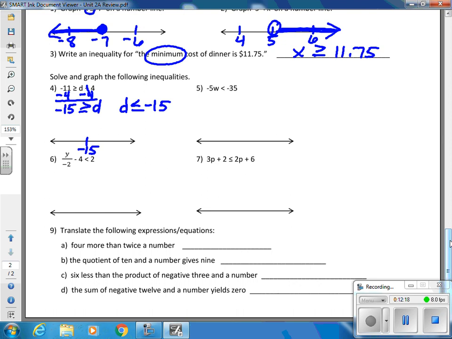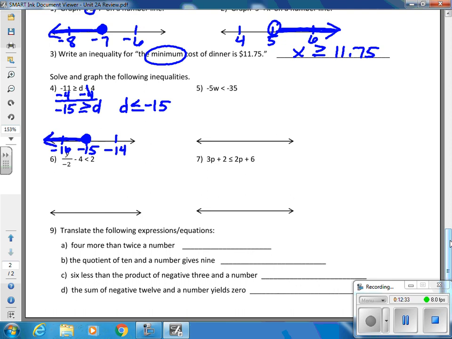So you need negative 15, you need negative 16 below it, and negative 14 above it. Right? Because it's got a piece of the equal bar, you should be having a closed circle. And now that we know it says d is less than or equal to negative 15, we are going to shade to the left side of that problem.